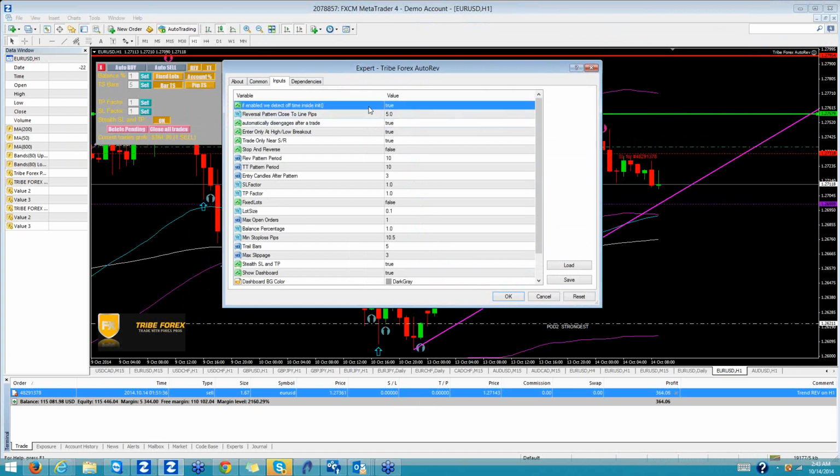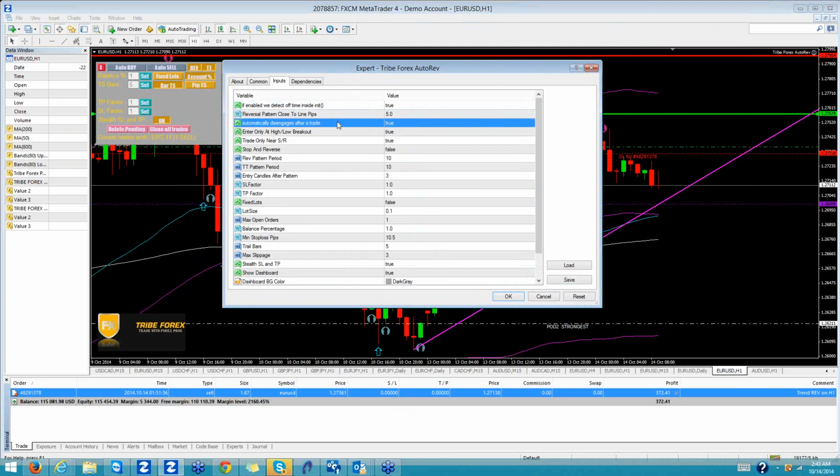Don't worry about this first one. That's not for you. That's for us, for me. Automatically disengages after a trade. Basically, it's just going to disengage after a trade. Really simple, straightforward. So when we get into a trade, it's going to disengage. It's not going to take another trade.